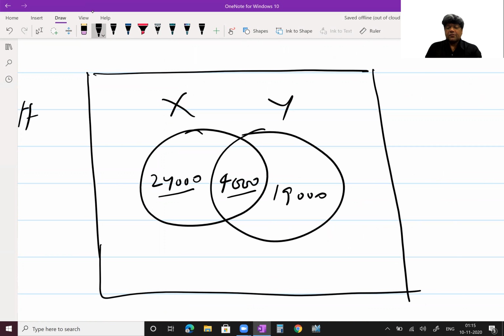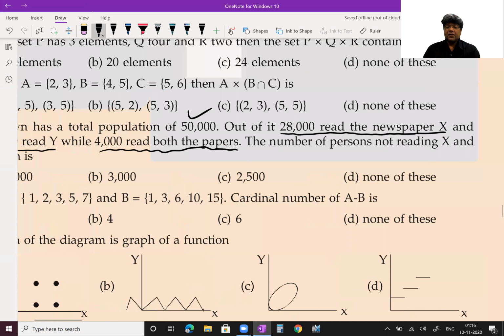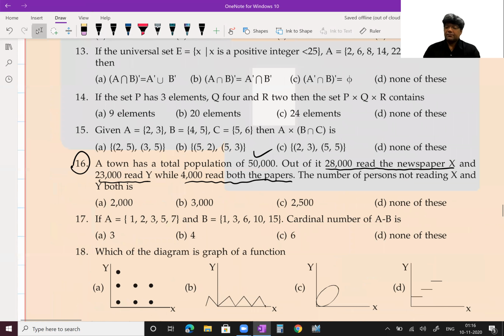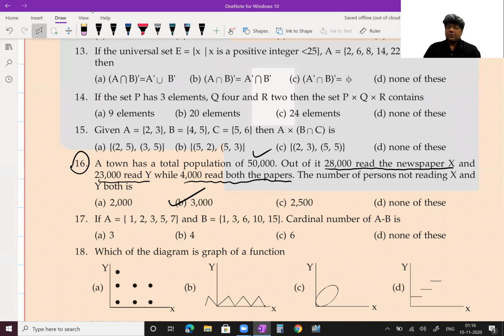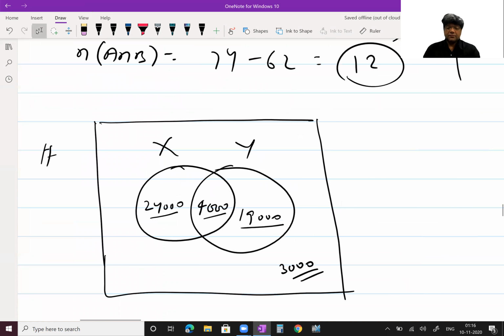24 plus 4, 28. 28 plus 19, 47,000 are reading at least one of these two newspapers. So how many are not reading either of these two, remaining from that 50,000? So 50,000 minus 47,000, 3,000. They'll go outside. These people don't read either of these two. And that is what the question has asked: 3,000.